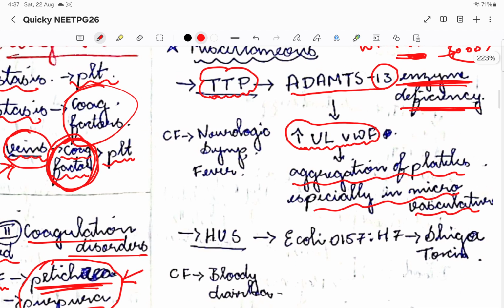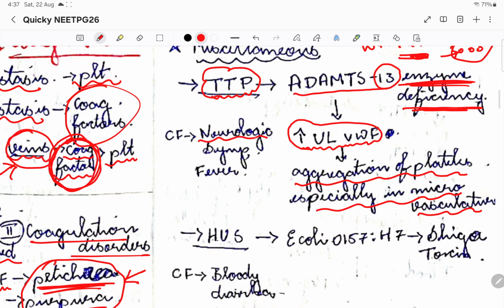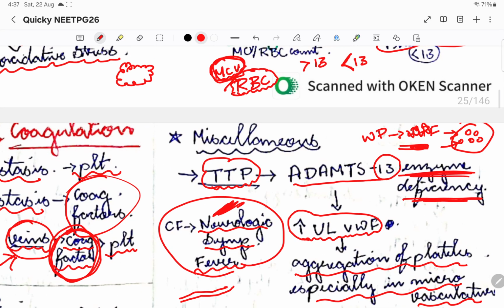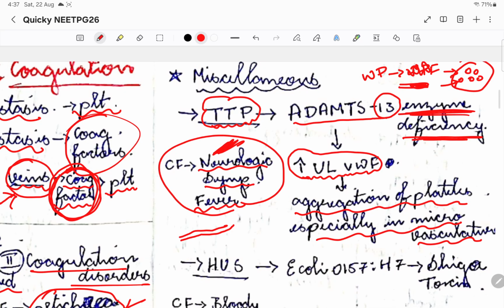The clinical features of this are neurologic symptoms and fever. Because of the small vasculature, where can we see more of it? The small vasculature in the brain, right? So the brain is getting affected, which is why we get neurological symptoms. Whereas as these ultra large multimers are getting degraded into smaller pieces, that is why we get to see fever. So remember these two clinical features with respect to TTP.